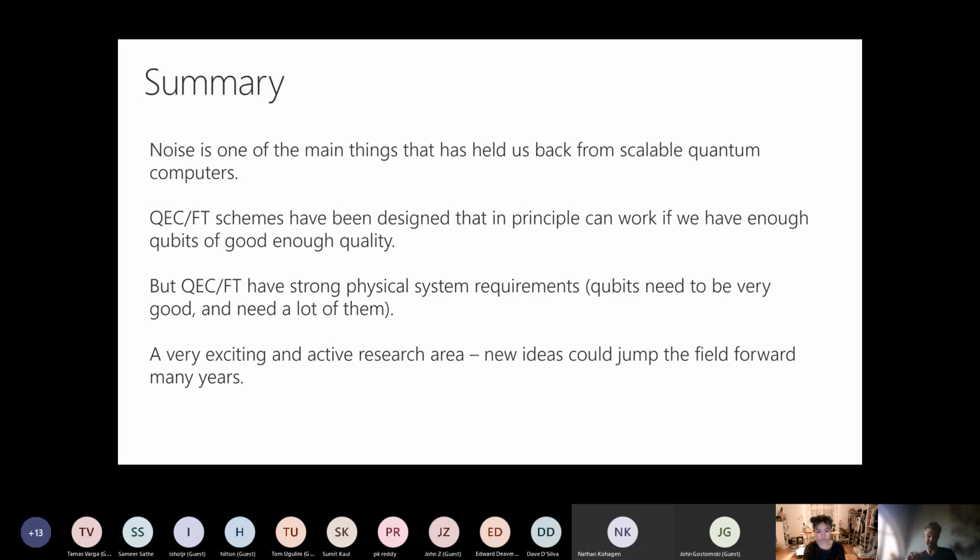But we have been able to achieve that, and so there are quantum error correction and fault tolerance schemes that have been designed that will work if we have good enough qubits and if we have enough of them. But those existing schemes are still much more restrictive than we would like, and we would like to have new ones which allow us to use systems which don't have to be quite as good and where we don't need quite as many physical qubits per logical qubit. And as has happened before with quantum error correction, if we have new ideas and new approaches, then these approaches, without actually having to change the hardware that exists, could jump the field forward by many years.